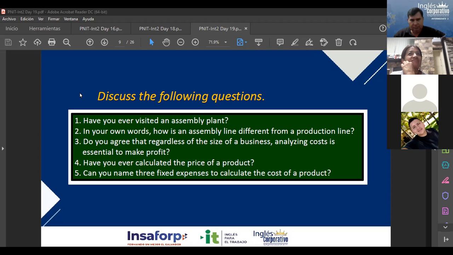Let me see. Okay, Pedrina, do you want to participate? Maybe yes, maybe not. Okay. Number 2 is Jose Carlos. Do you agree that regardless of the size of a business, analyzing cost is essential to make a profit? Do you agree?